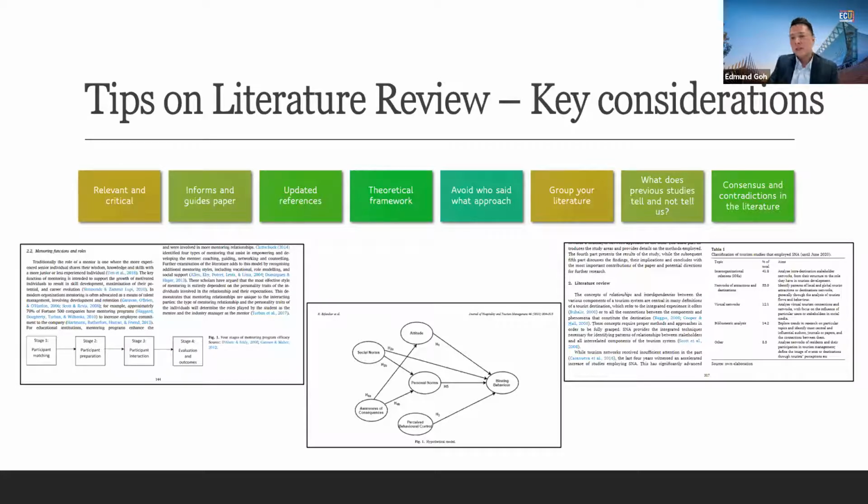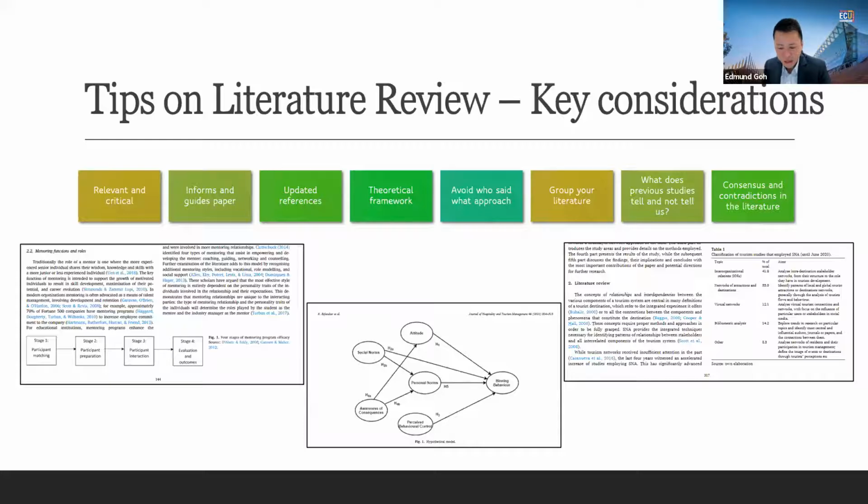So that's something I would advise when you're writing up your lit review for JHTM: make sure that you are critical in your lit review. Give it some flow and grouping or segments of your literature review. And always try to include some form of a theoretical framework, a diagram, a table or summary, just to show that you have actually critically reviewed the literature. So that's very important.